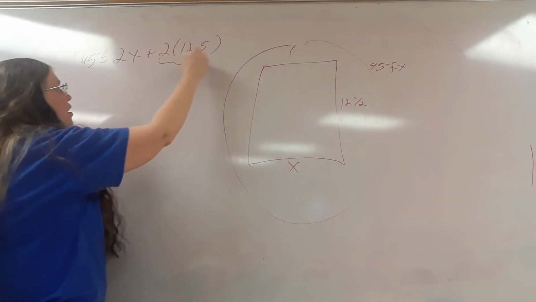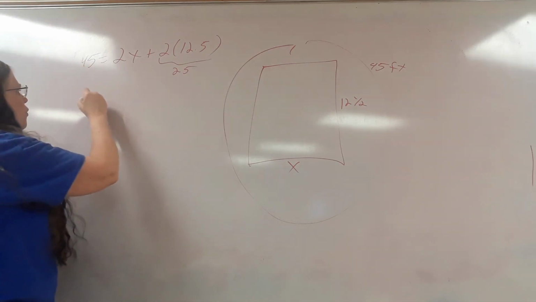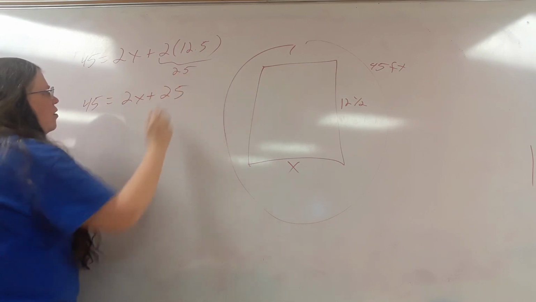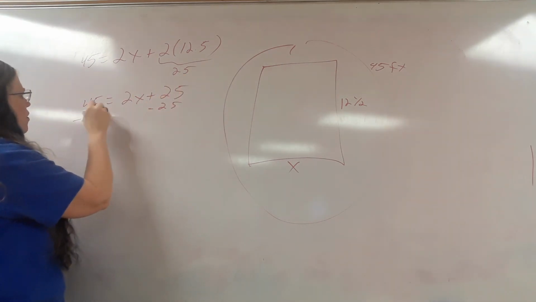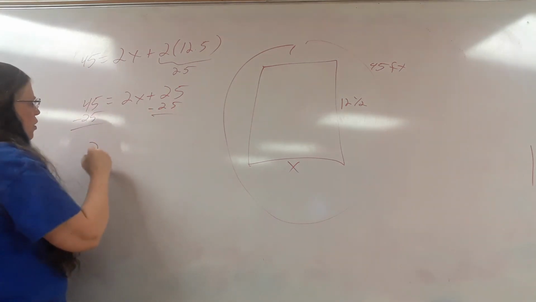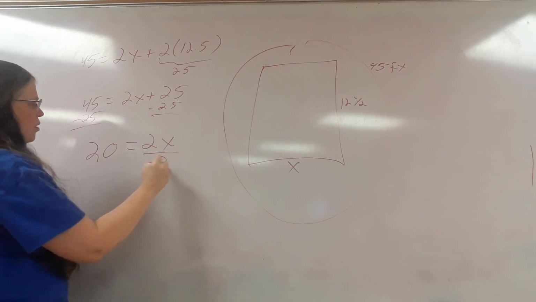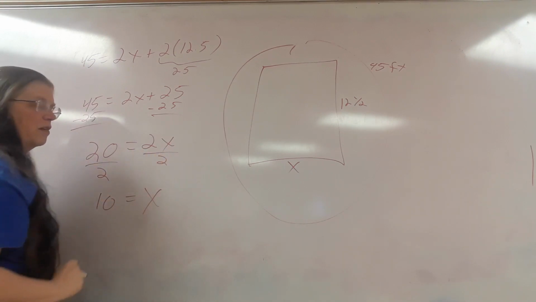All right, this is 25. So 45 equals 2x plus 25. We subtract 25 from both sides. 20 equals 2x. Divide by 2, we get x is 10 feet.